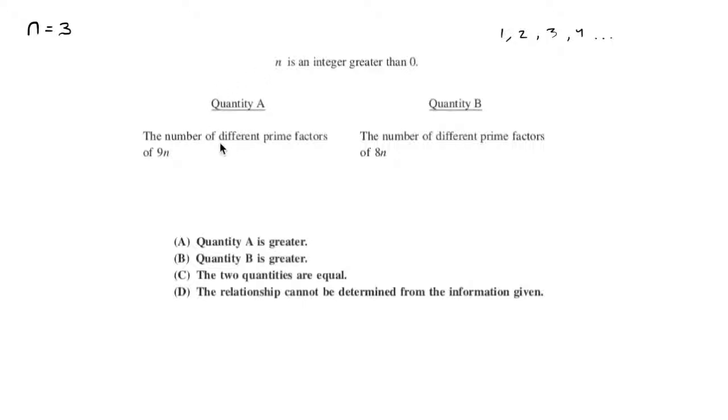Now quantity A. Quantity A is 9 times n. That means it's 27. What is the number of different prime factors of 27? Well, we do the factor tree. Figure out what number times what number equals 27, and don't use 1 in 27. Well, 27 is 3 times 9.